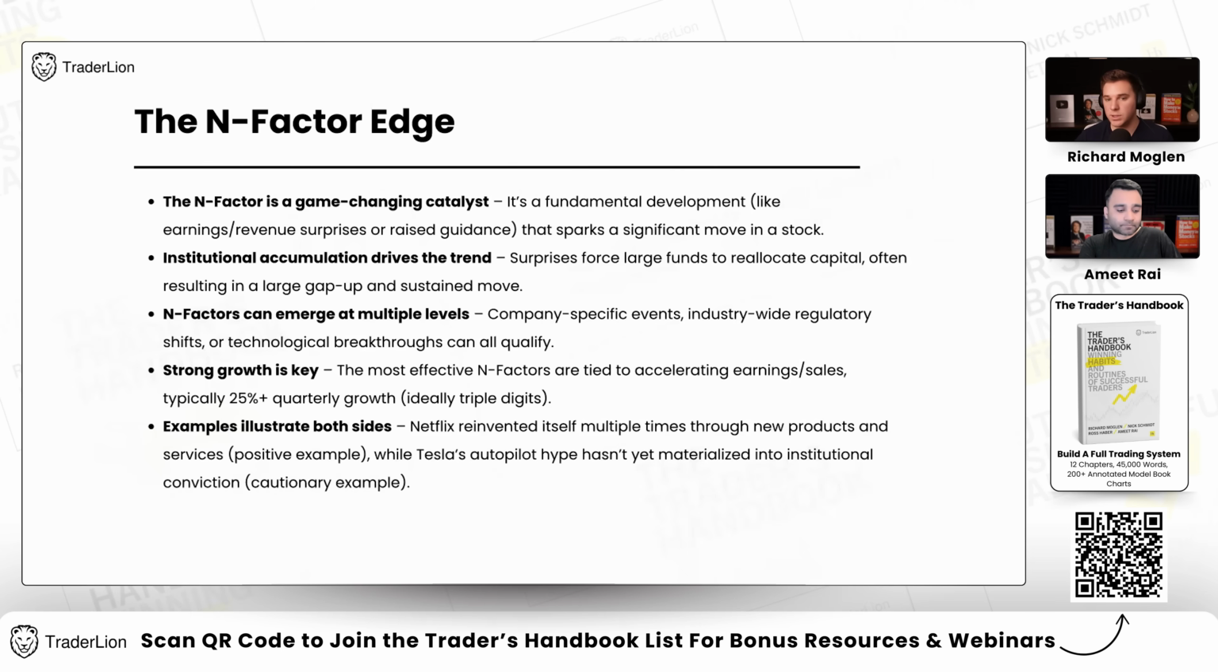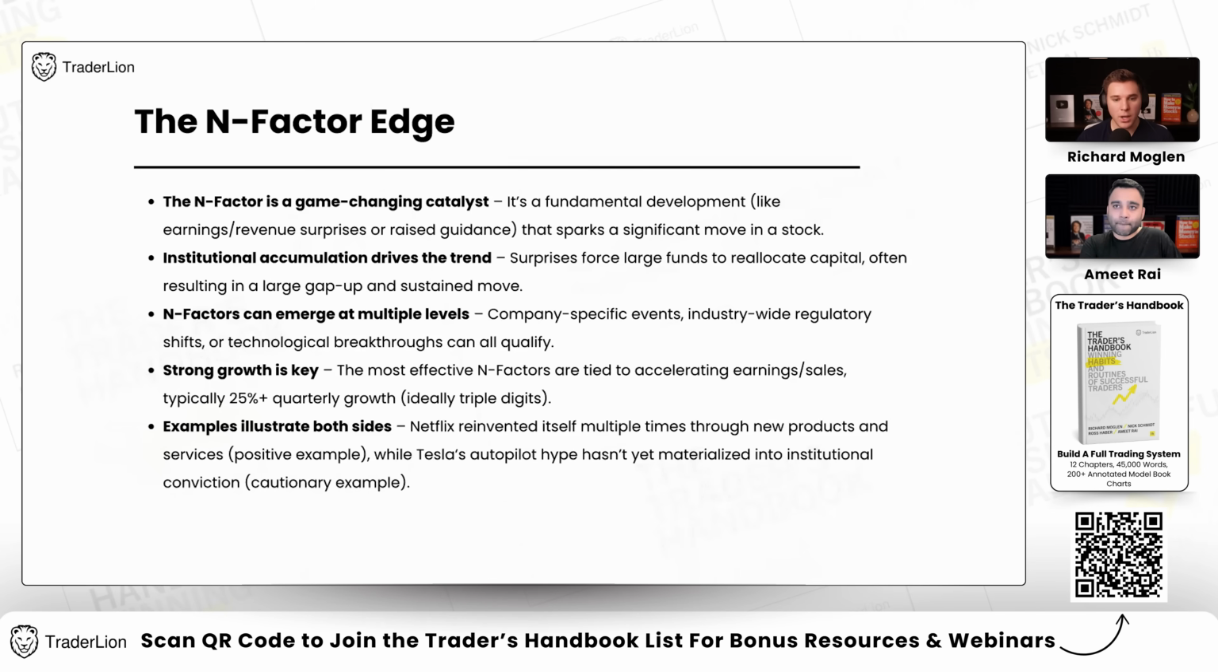Maybe they release a new product that is extremely popular. Maybe a regulatory change allows them to become more efficient as a company. All these changes completely alter how that stock needs to be valued by institutions, which drives buying and selling pressure in the markets. And there are examples that illustrate both sides.